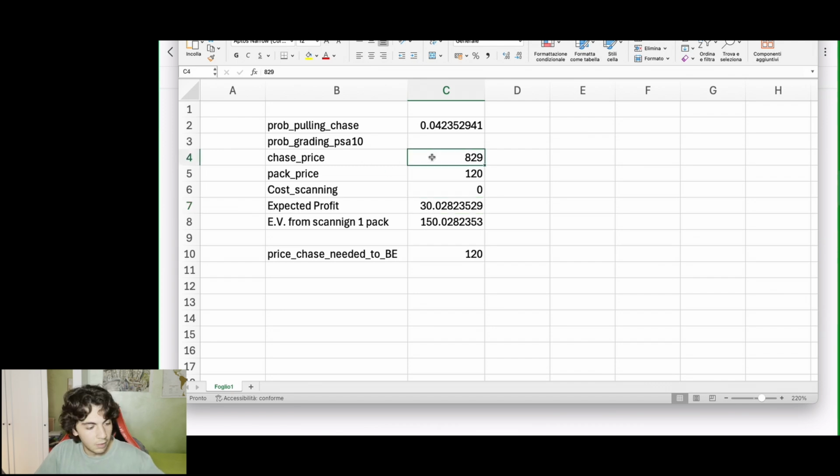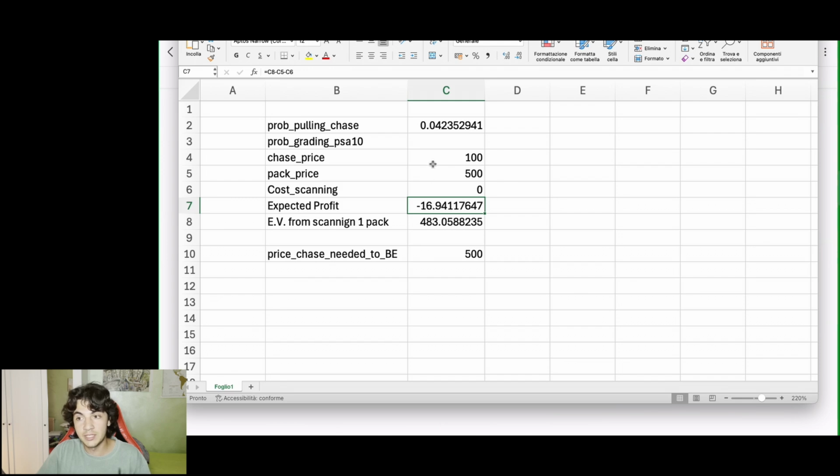Let's say the chase price is 200. What's your expected profit? 3. It's positive. You're making money. Let's say the price of a pack is 1, and the chase price is 2. What's your expected profit? It's positive. So let's say the pack price is 500 and the chase price is 100. In this case, the price of your chase card is less than the price of the pack. What's your expected profit? Minus 16. You're losing money.